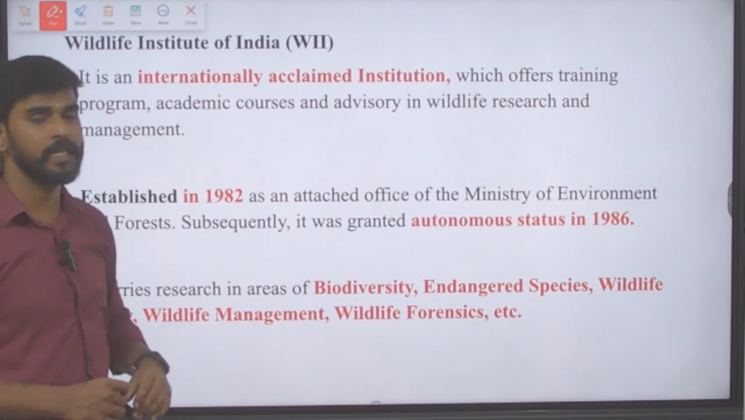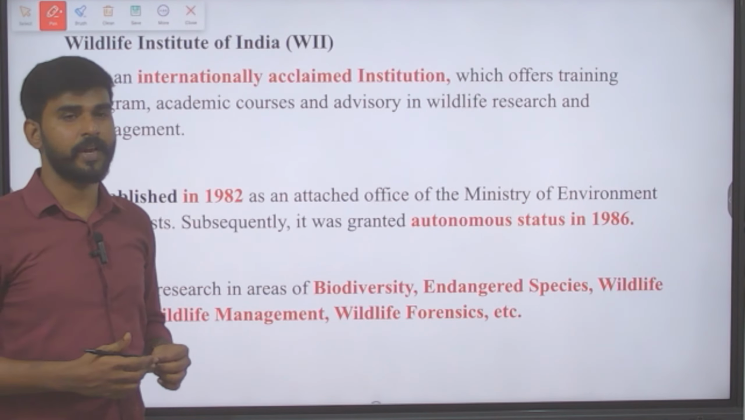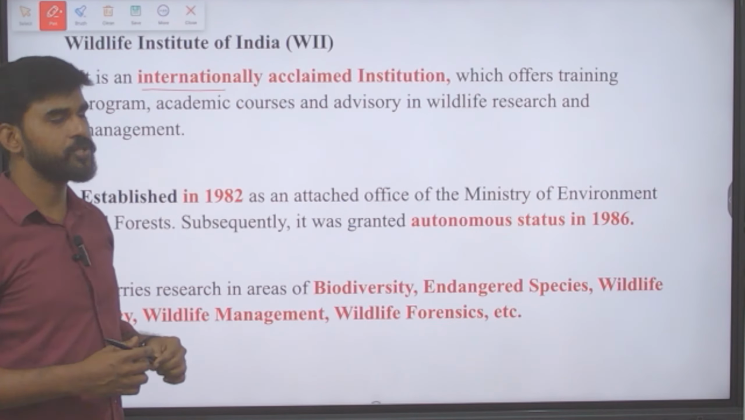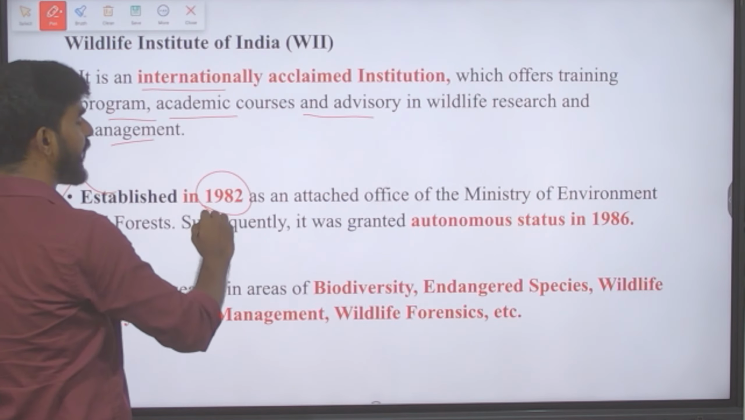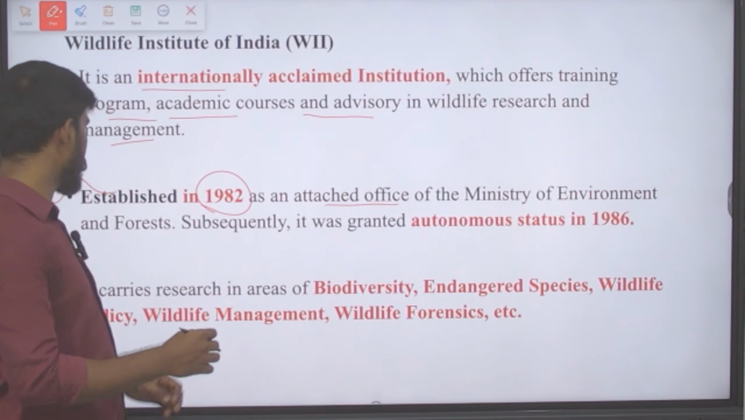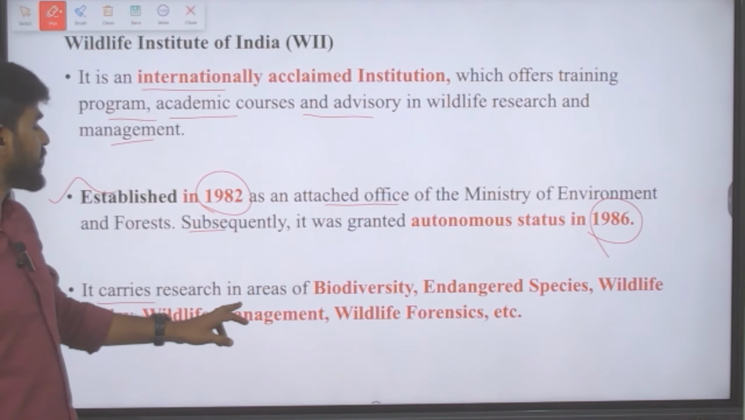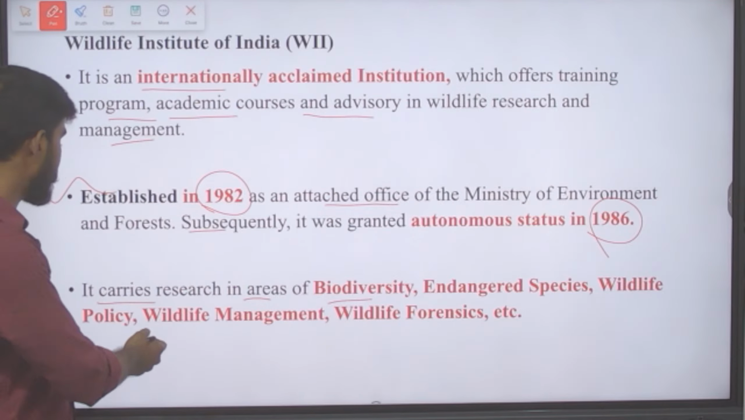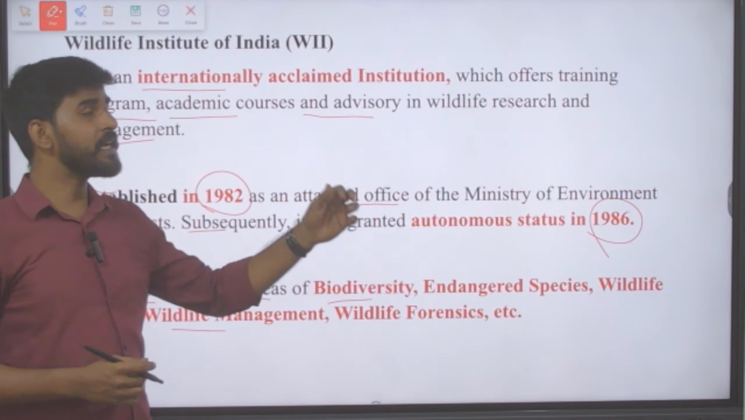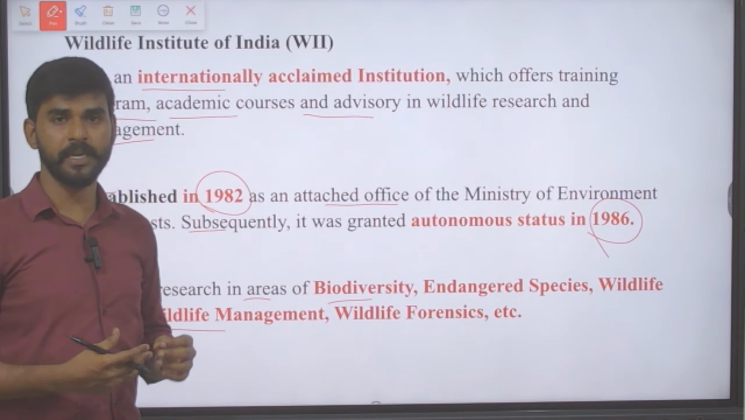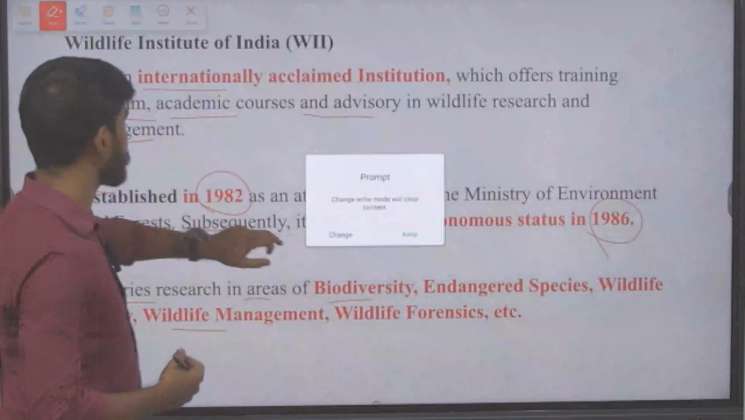And then we also need to understand the details of the Wildlife Institute of India, which is taking these efforts to assess the genetic profiling. Okay, so it is an internationally acclaimed institution which offers training programs, academic courses and advisory in wildlife research and management, and it was established in the year 1982 as an attached office of the Ministry of Environment and Forest, and subsequently it was granted an autonomous status in the year 1986, and it carries out research in areas of biodiversity, endangered species, wildlife policy, wildlife management and wildlife forensics. Okay, so these are all the areas, and there are many more areas in which Wildlife Institute of India carries out research. Okay, and this is one such research, that is genetic profiling of captive elephants of Kerala. So this is what we need to understand from this particular news.